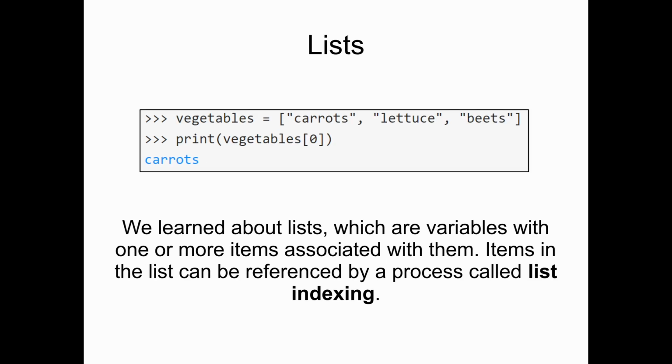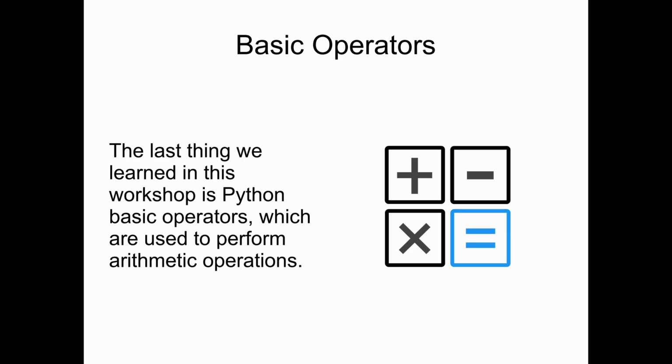We learned about lists, which are variables with one or more items associated with them. Items in a list can be referenced by a process called list indexing. The last thing we learned in this workshop is Python basic operators, which are used to perform arithmetic operations.